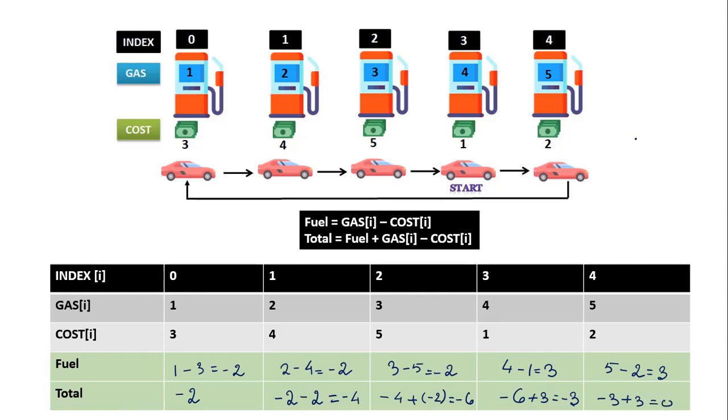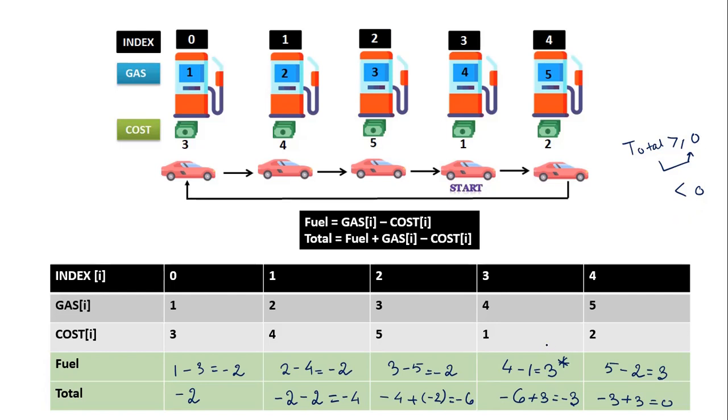Now here we can safely say that the value of total at the end of our iteration is greater than or equal to 0. In this case, it is equal to 0. So this means we have successfully found our starting point, which in this case was 3, wherein the value of fuel was a positive value. Now, if this total value would have been less than 0, in that case, we could have concluded that there is no such station wherein we can start our journey.